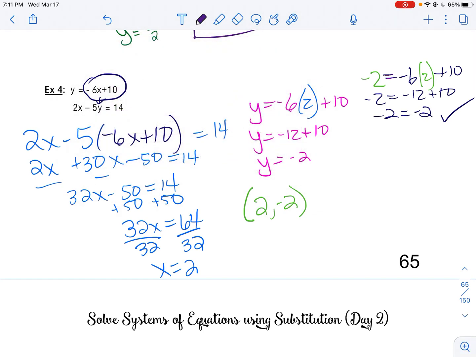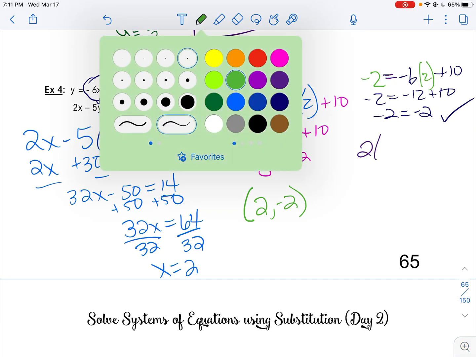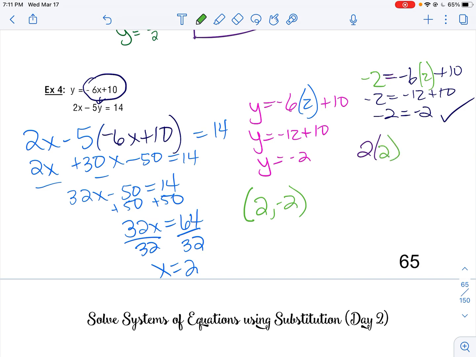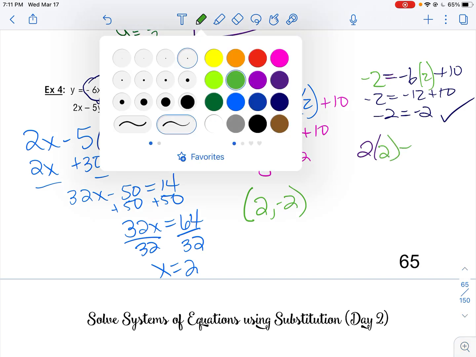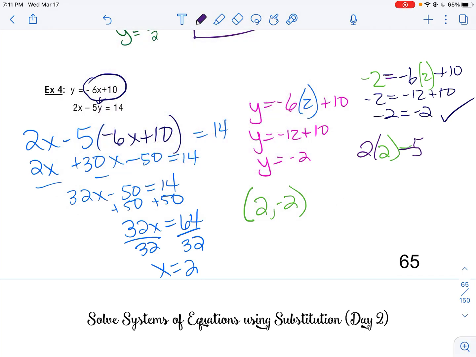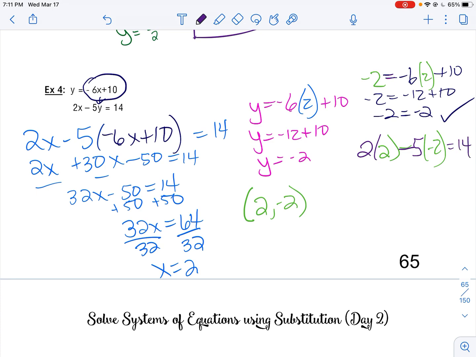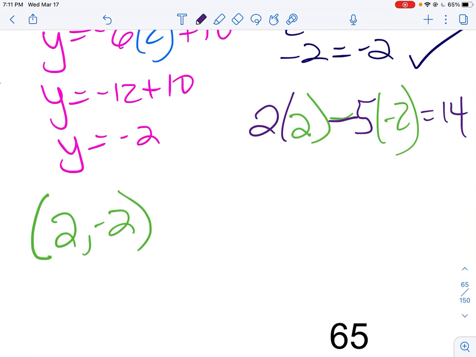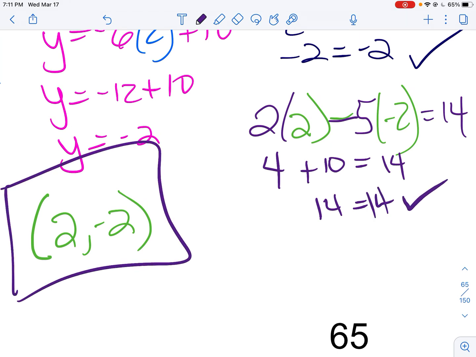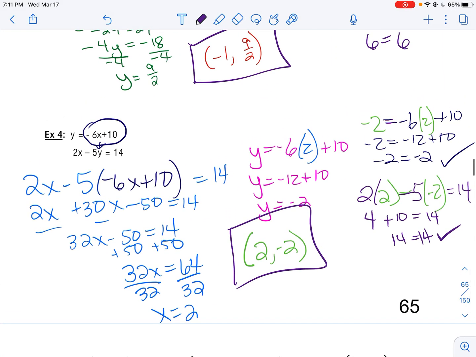So now let's try the other equation. 2 times 2 minus -5 times -2 equals 14. So 4 plus 10, because negative times a negative is a positive, 14 equals 14. That works. So 2, negative 2 is your answer. I hope that helped.